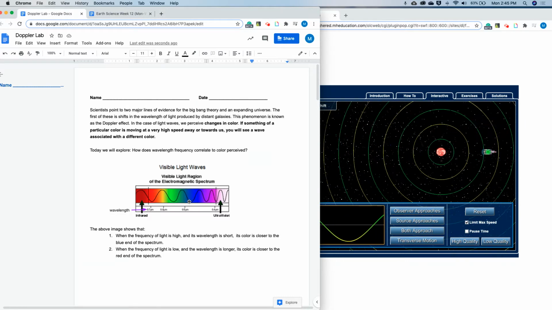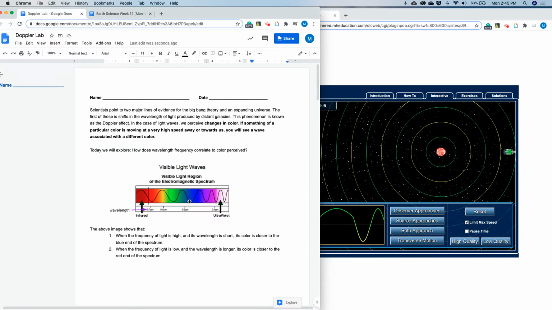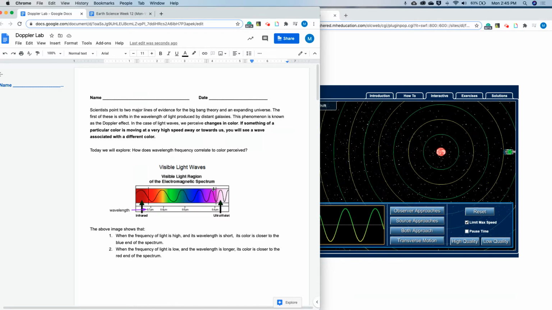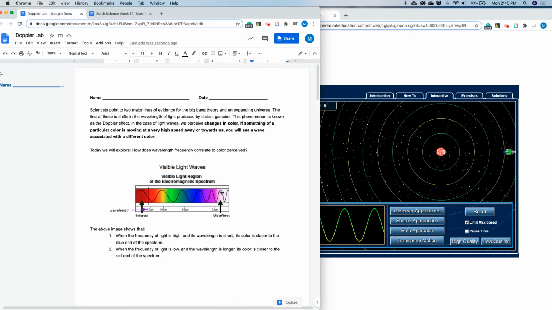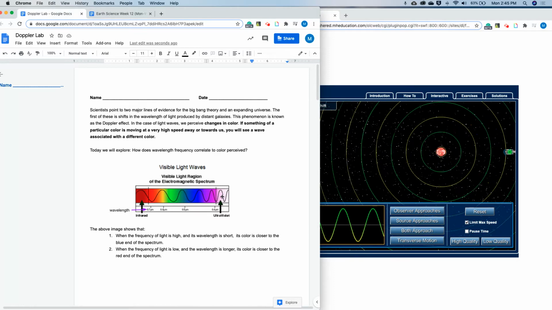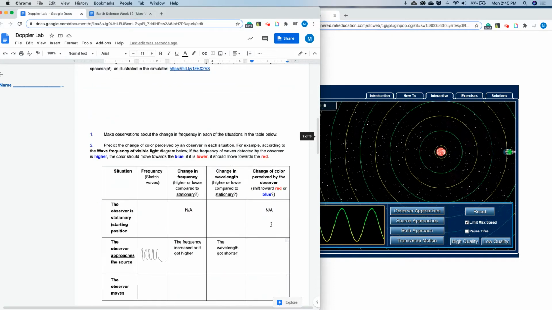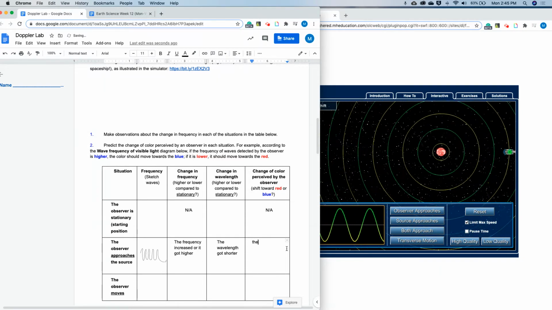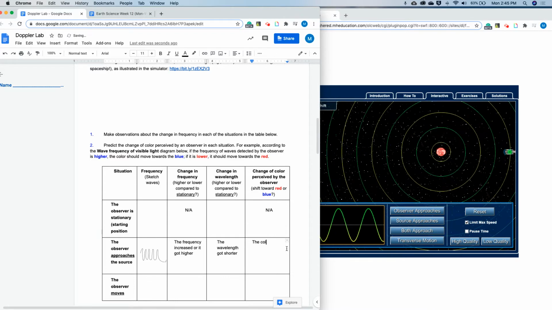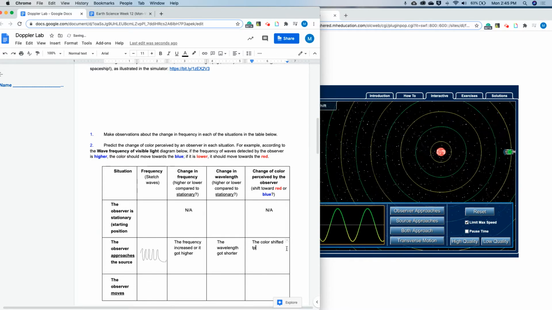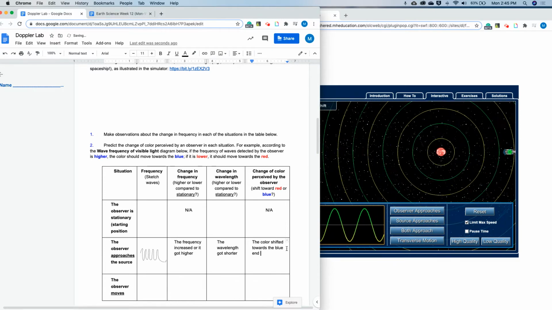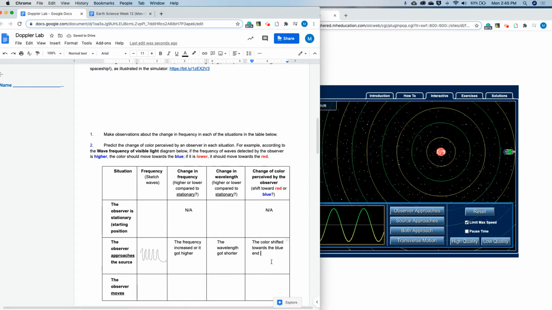And I know that my frequency increased and my wavelength got shorter. So that means that I'm going to move towards the right side of the spectrum, because if you look over here, the frequencies are higher and my wavelengths are shorter. So I'm going to say that when the observer approaches the source, the color shifted towards the blue end.